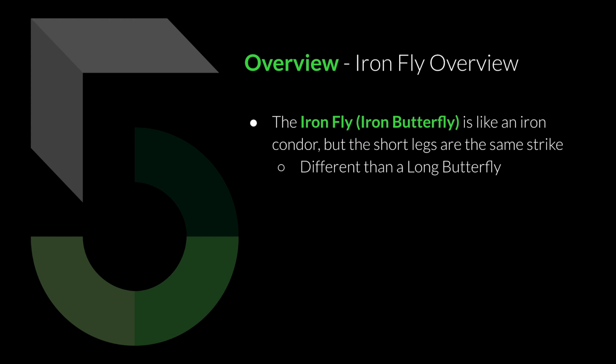actually different trade setups. So an iron fly is a put credit spread and a call credit spread, whereas a long butterfly, or simply a butterfly, is made up of all calls or all puts and is entered for a debit, whereas the iron fly or iron butterfly is entered for a credit.